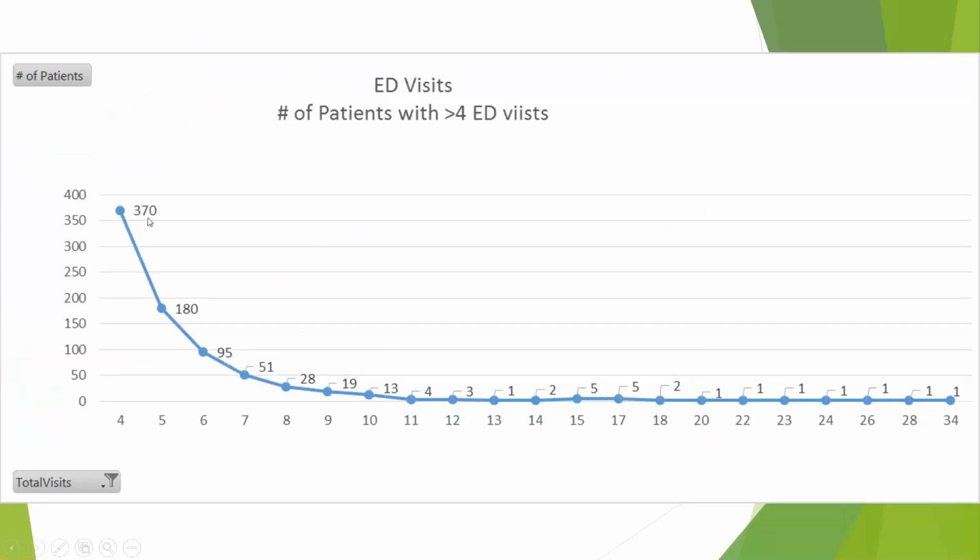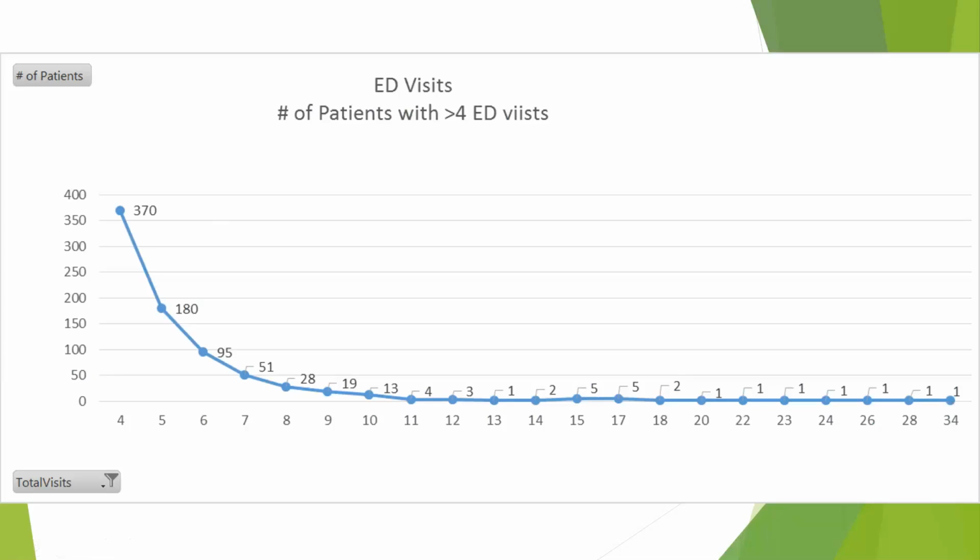We had 370 patients that had at least 4 visits in all of our Utica Park Clinic practices that we want to pay attention to. You can see it drops down to 180, 95, and then it slowly tapers off into 1 patient having 34 visits in the last 12 months. That's about 3 visits a month in the ED. So we should be very aware of who this patient is and having some interaction with them.